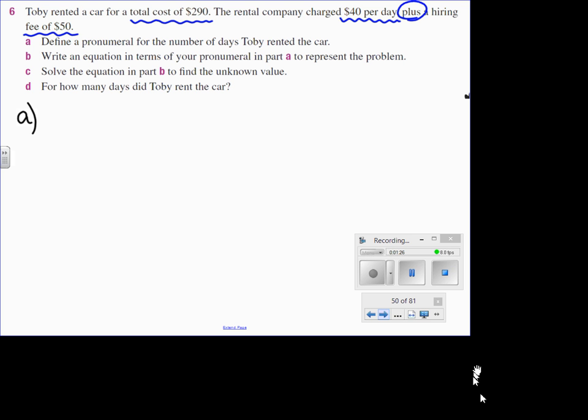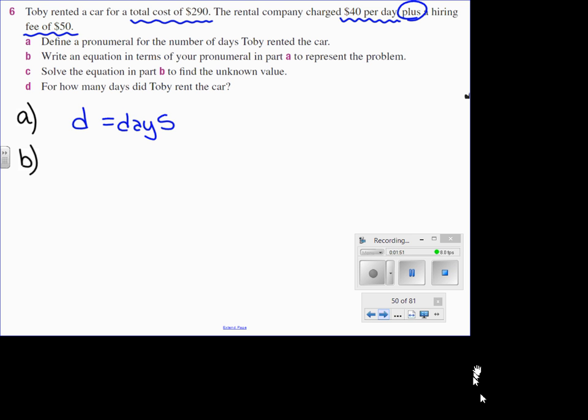So the very first part of this question says to define a variable, or pronumeral, for the number of days that Toby rented the car. So I think that it makes sense to use D for days. So every time that I write the letter D, I'm going to be meaning how many days Toby rented the car for. Second part says write an equation in terms of your pronumeral in part A to represent the actual problem.